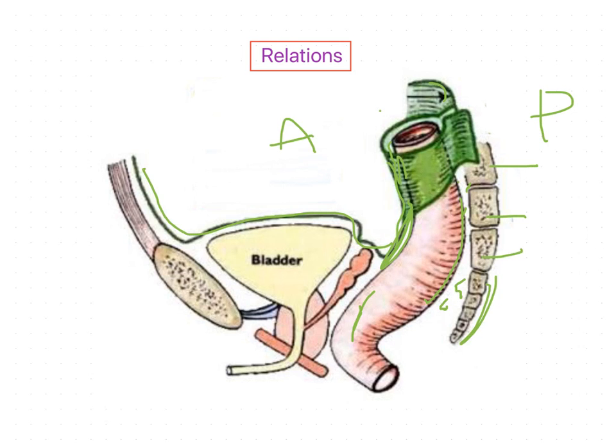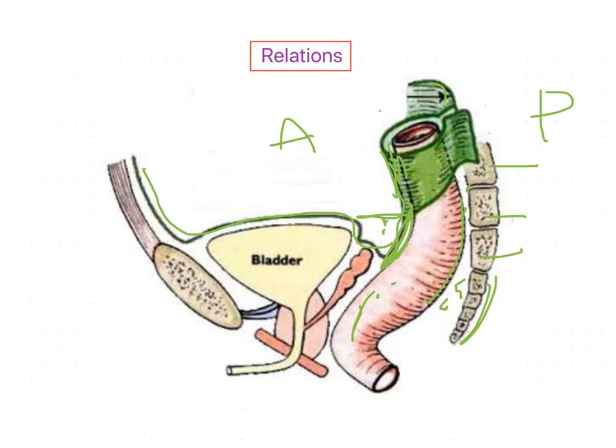Anteriorly, the upper 2/3 is covered with peritoneum and is related to the rectovesical pouch, and its contents are normally coils of terminal ileum and pelvic colon. Whereas the lower 1/3 is not covered with peritoneum and is related to the rectovesical septum.